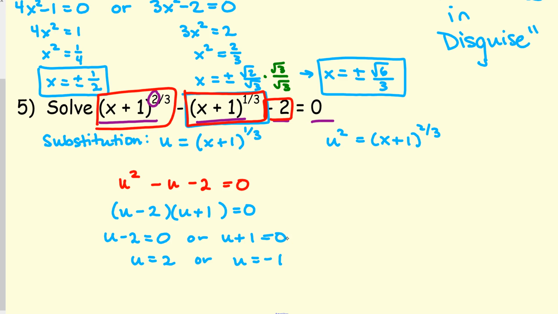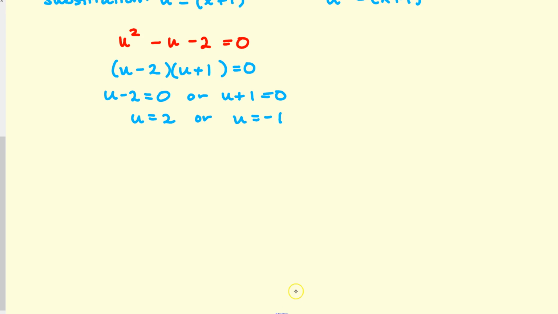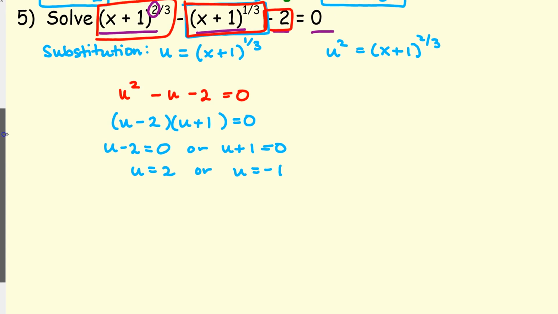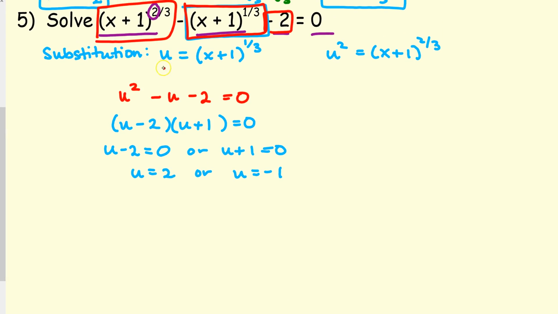But just be careful not to think you're done with that problem, because really our goal for this problem is to solve for x, not to solve for u. So we need to keep going. Remember what u was. U was x plus 1 to the 1/3. So I'm going to substitute that back in. X plus 1 to the 1/3 power equals 2, or x plus 1 to the 1/3 power equals -1.